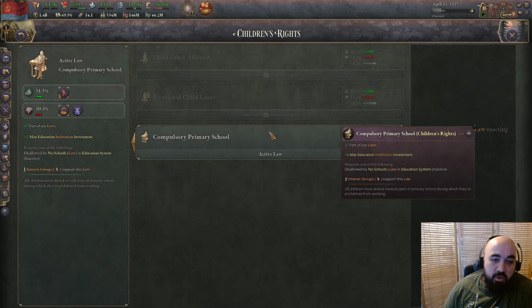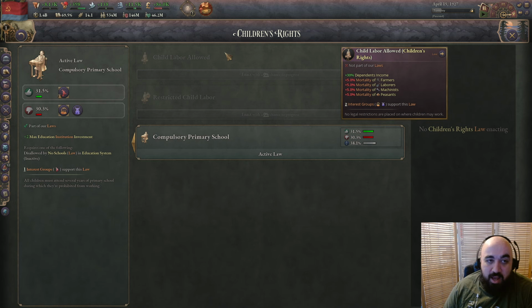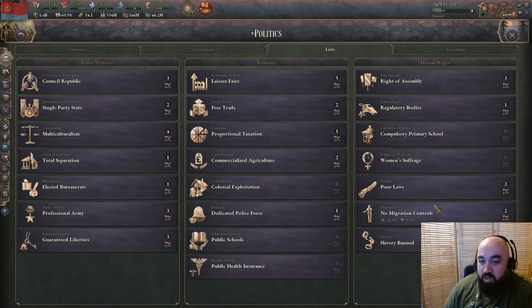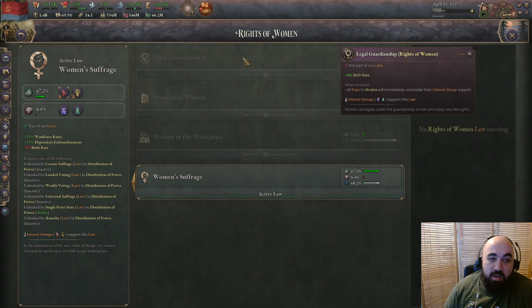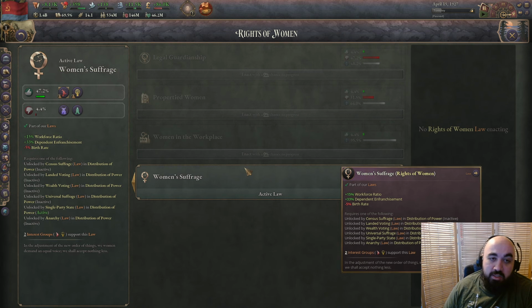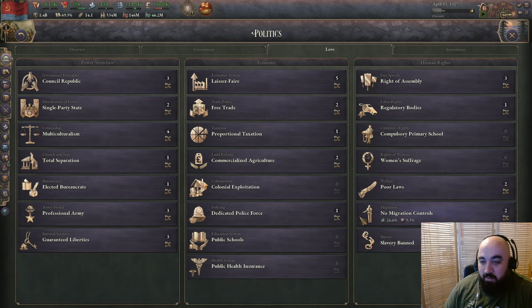For children's rights, compulsory primary school, literacy, being able to increase your literacy is really, really strong. I guess in theory, maybe you could think about going child labor allowed once you have all the techs, but this is like a strangeness. Women's suffrage is going to be better, but it's going to be better when you run out of pops. Before you run out of pops, I think legal guardianship is good, and being on legal guardianship with the intention of swapping to women's suffrage is going to be overall an easier gameplay pattern, because it's easier to swap from this to this than one of the other two to women's suffrage.